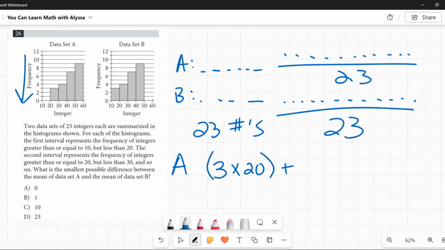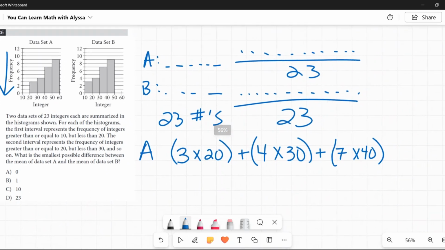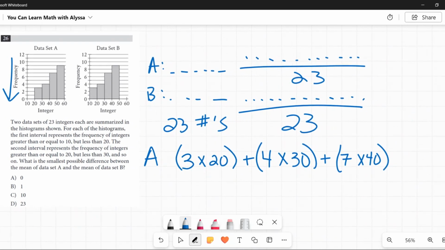So 20 plus 20 plus 20, which I'm shorthanding to write as 3 times 20. Then my next interval, the lowest possible value there is 30, and there are 4 of them, so 4 times 30. The next one is from 40 to 49, and there are 7 of them. The lowest possible value would be 40, so 7 times 40. And then our last interval here is from 50 to 59, and there are 9 of them.